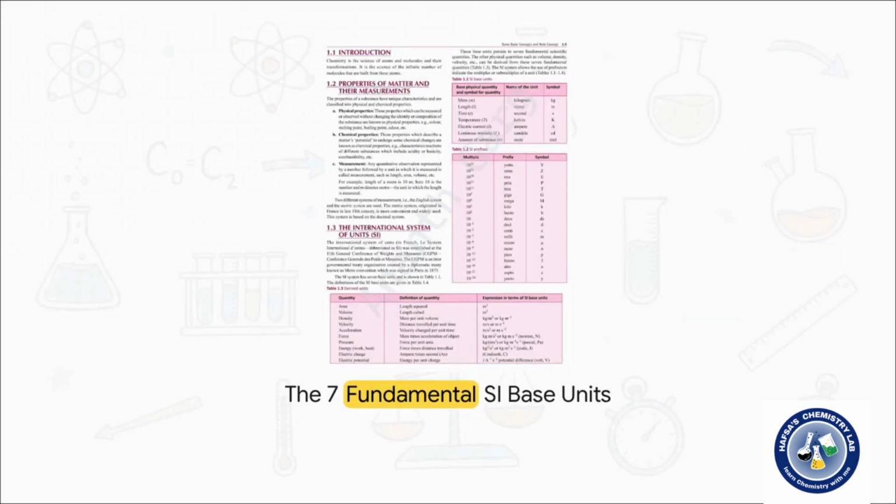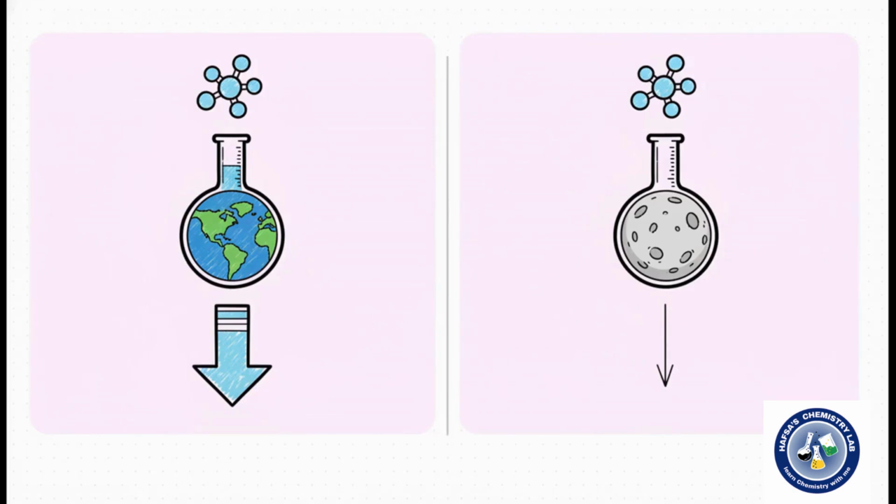Think about this. Every single physical quantity in the universe, whether it's velocity, pressure, density, energy, you name it, can be derived from just these 7 foundational base units. It's like the root alphabet of the universe's accounting system. We've got the kilogram for mass, the meter for length, the second for time, the Kelvin for temperature, the ampere for electric current, the candela for luminous intensity, and the mole for the amount of a substance. That's the whole shebang.